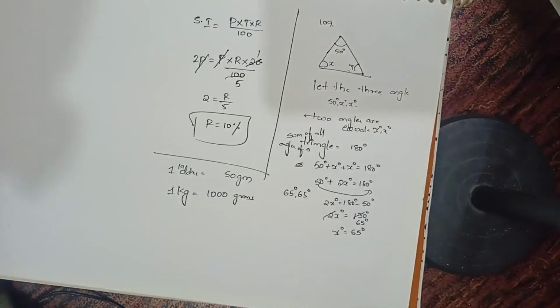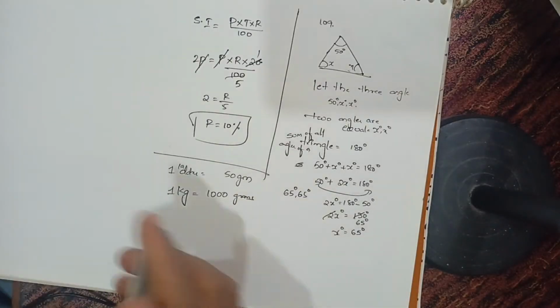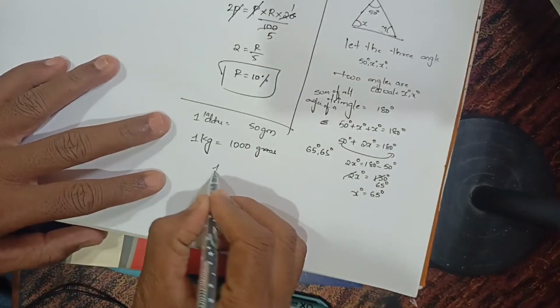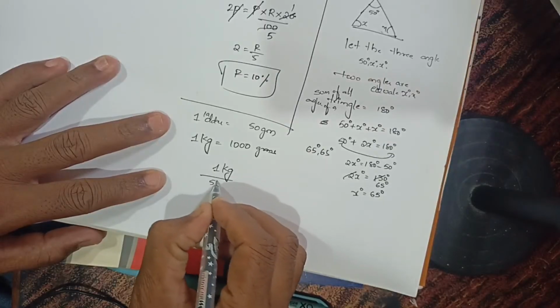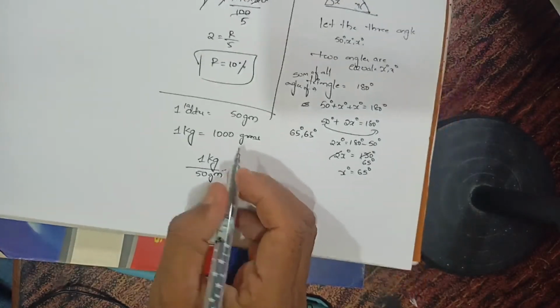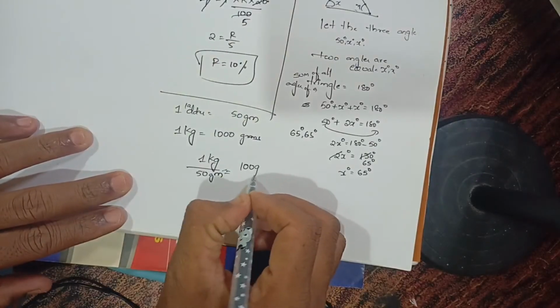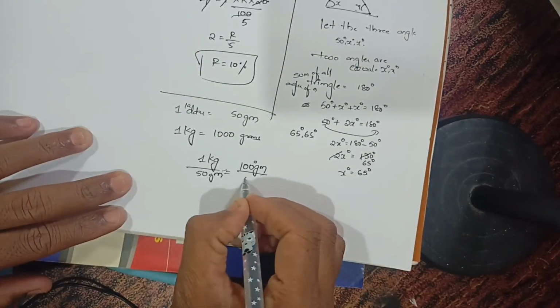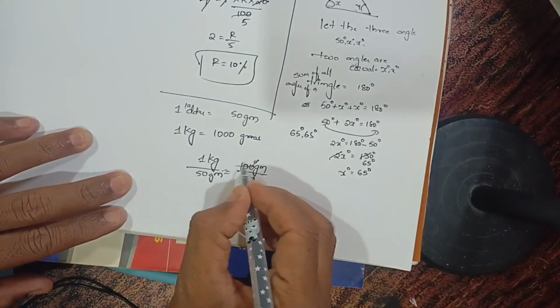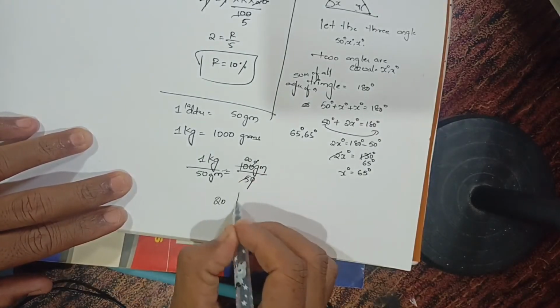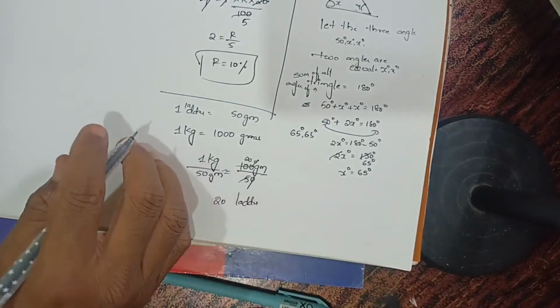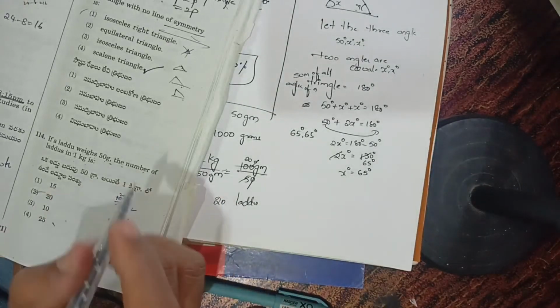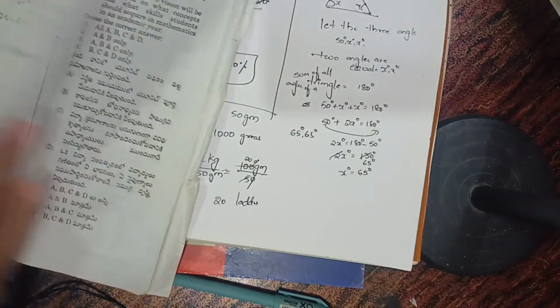So if a laddu weighs 50 grams, how many laddus can be made? Very simple. We have to divide 1 kg by 50 grams. So 1 kg becomes 1000 grams. 1000 grams by 50. The 0 will cancel. 5 twos are 10, 5 fours are 20. How many laddus can be made? 20 laddus can be made in 1 kg of laddu.